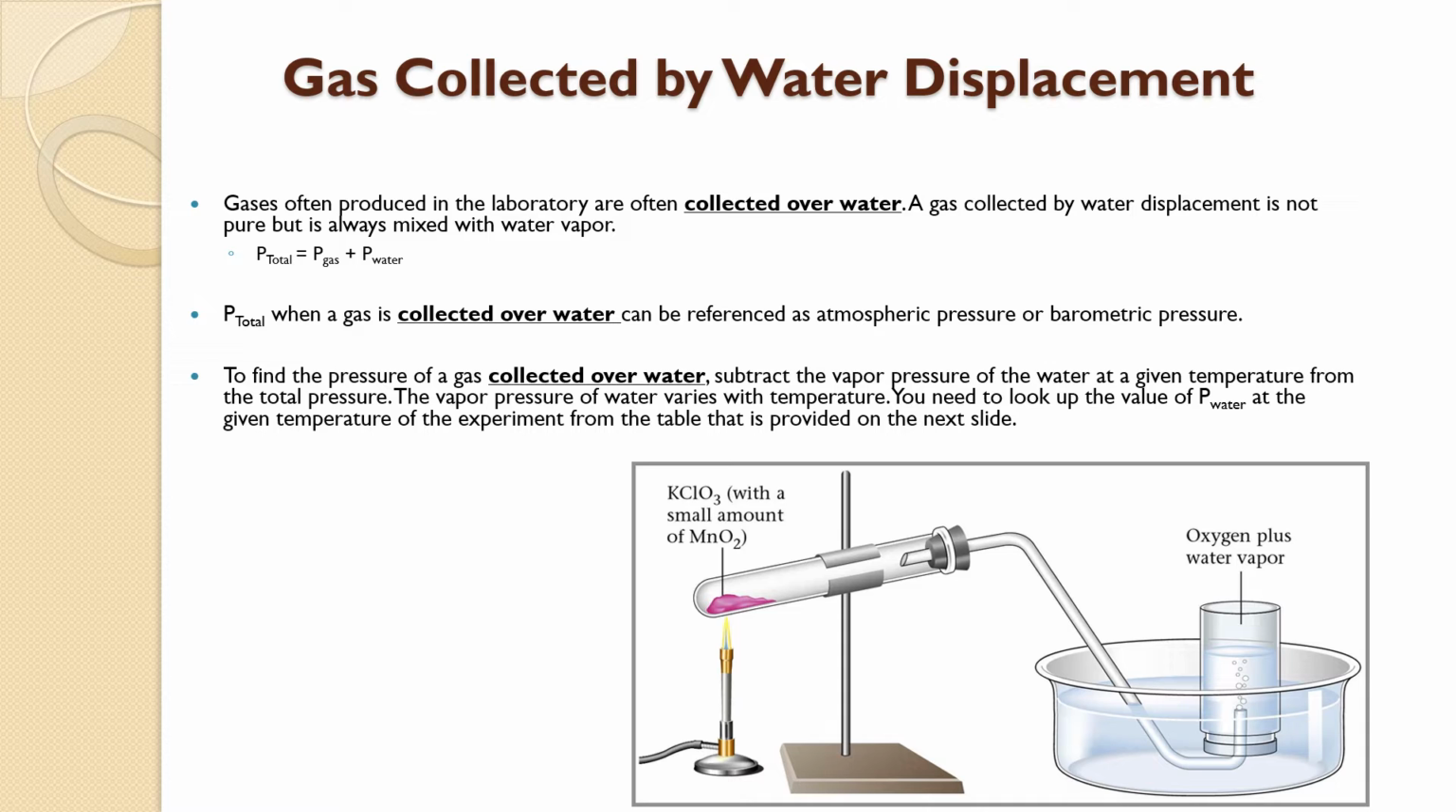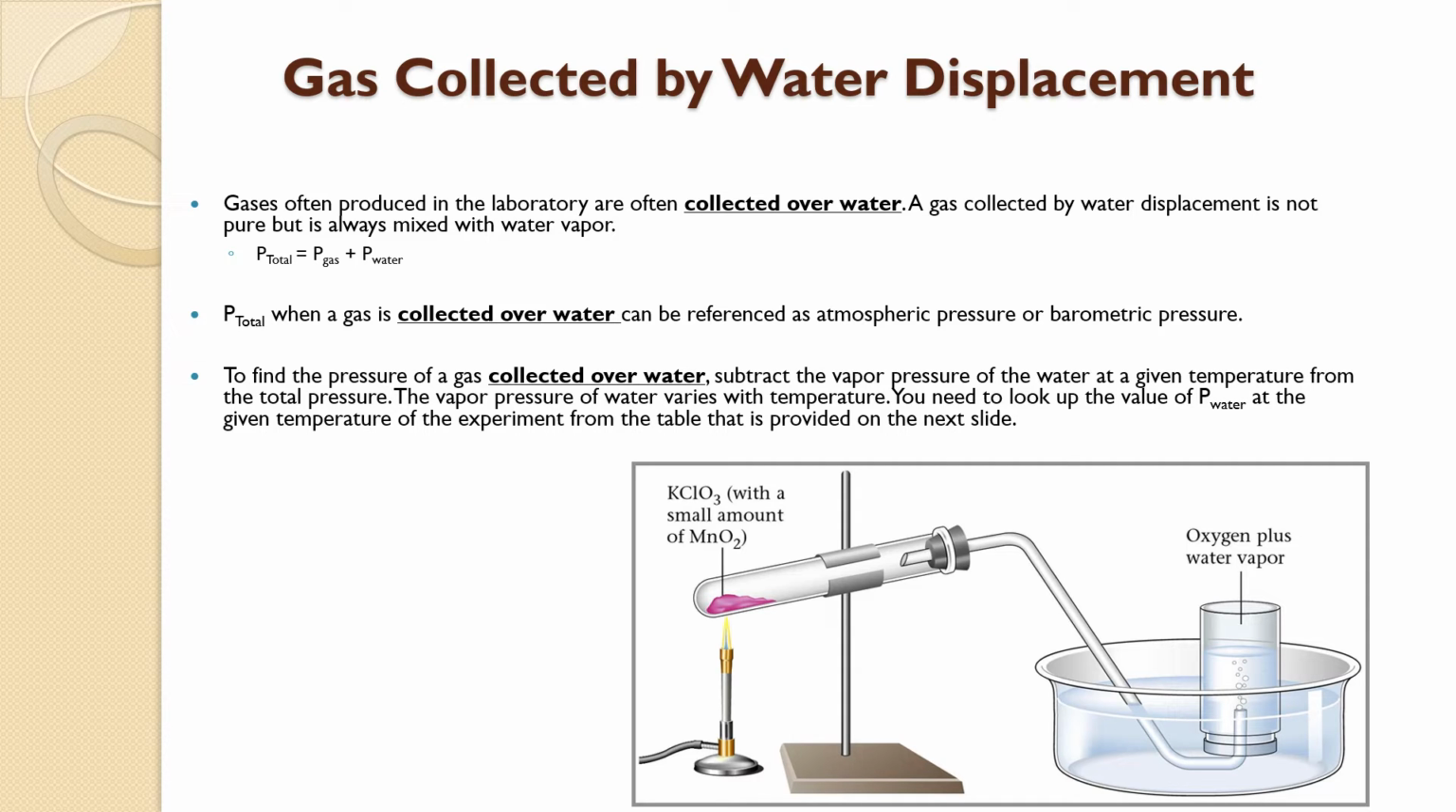While collecting partial pressures, there is also something called gas collected by water displacement. Gases often produced in the laboratory are often collected over water. A gas collected by water displacement is not pure, but is always mixed with water vapor. Therefore, your equation would be your total pressure equals the pressure of the gas plus the pressure of the water.